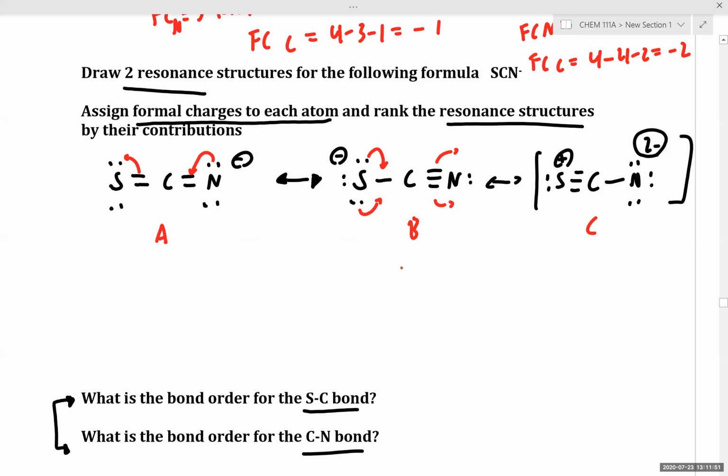Structure B, yep. So structure B is major. What other structures are major and preferred? Which other structures also minimize formal charges and place negative formal charges on electronegative atoms? So B is one of our major structures. What else? Is there another major structure from these three resonance structures?